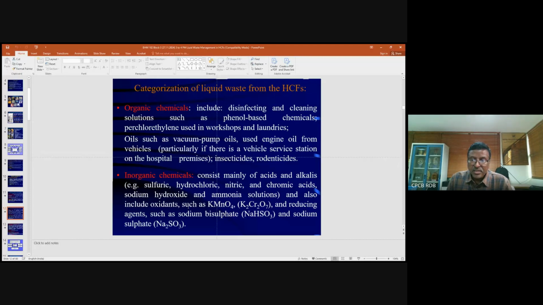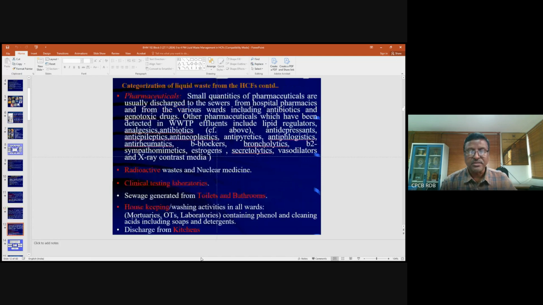Inorganic chemicals mainly include acids and alkalis, such as sulfuric acid, hydrochloric acid, nitric acid, and chromic acid, sodium hydroxide, and ammonia solutions. They also include oxidants such as potassium permanganate and potassium dichromate, and reducing agents such as sodium bisulfate and sodium sulfate. These are the types of chemicals you can expect from hospitals.